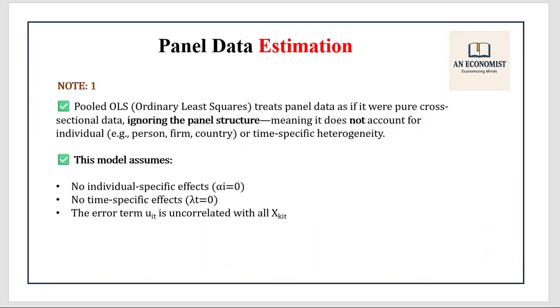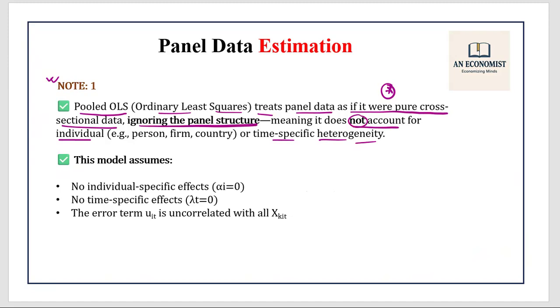Now understand a few important things about this kind of modeling. The first point is what I have just told you: this is known as the pooled regression model or pooled OLS model, ordinary least squares. It treats the panel data as if it were pure cross-sectional data. This is what I explained just now. It does not ensure the panel structure of the model. If it were pure cross-sectional data, ignoring the panel structure, it does not account for individual or time-specific heterogeneity. So it is basically ignoring the main essence of the panel data structure.